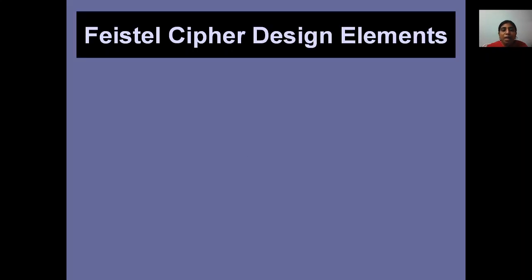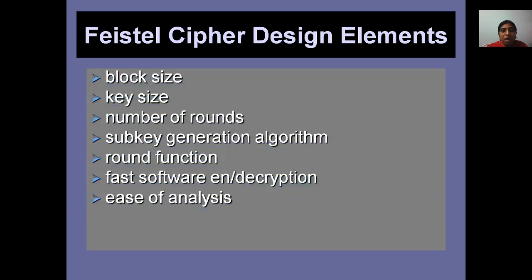Then the design elements in the Feistel cipher structure are these. First, block size. It depends on how large a block size we take. If you increase the block size, the process becomes more complex, but revealing may be easy. You have to remember that confusion and diffusion may occur, so most of the time limiting to a particular block size is very important.